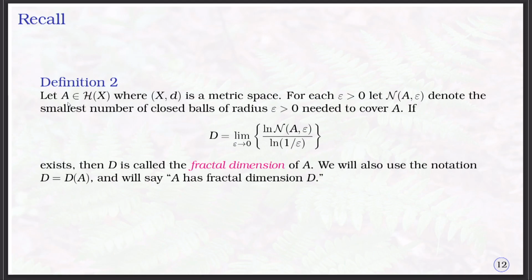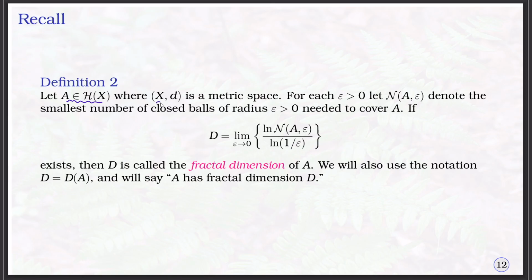In the last lecture, we defined the fractal dimension of any compact set of a given complete metric space. In this lecture, we are going to discuss how to estimate the fractal dimension for a given set. So, what we discussed in the last class: let A be a compact set belonging to H of X.